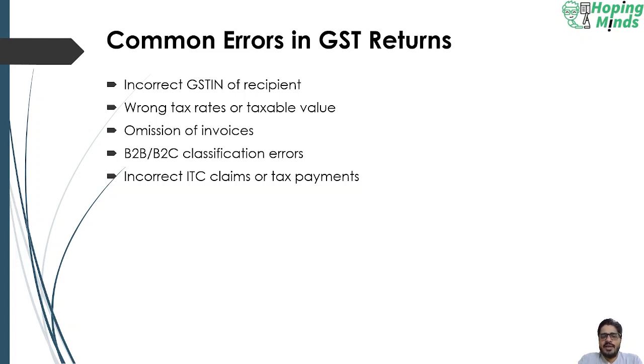So if these errors are left uncorrected, they can lead to notices, mismatches in GSTR-2B versus GSTR-3B return, and even denial of input tax credit to the recipients. So fortunately, the law provides a rectification mechanism to the taxpayers.